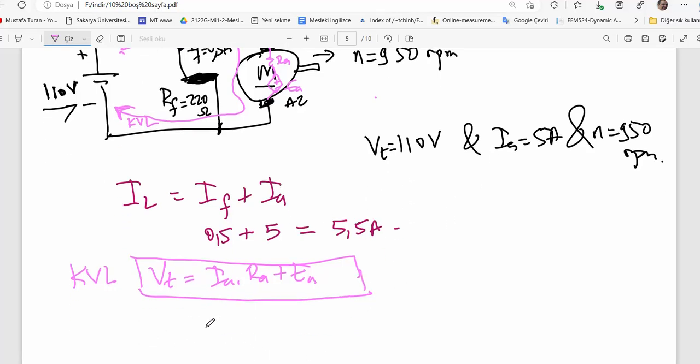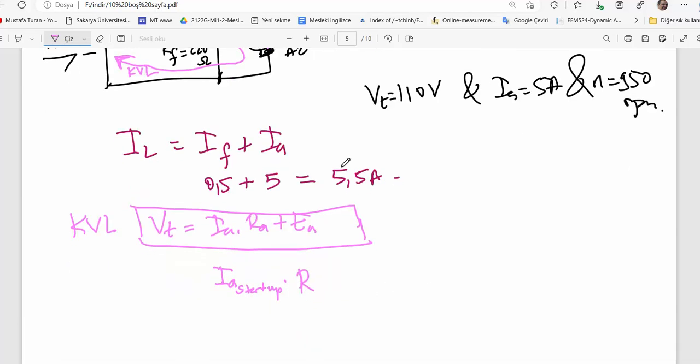Now, during the startup process, the current will be the startup current. Perhaps you remember from the induction motor, startup current is always higher than rated current. Much higher than rated current. Okay.